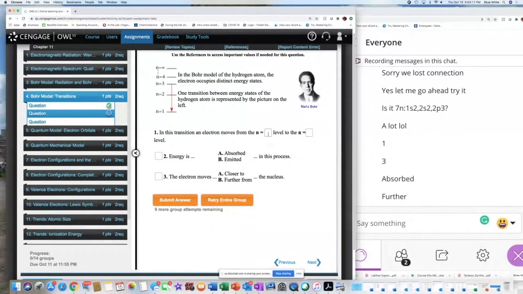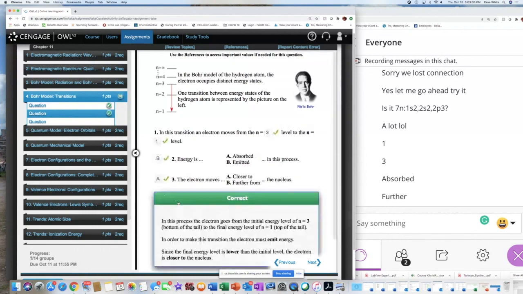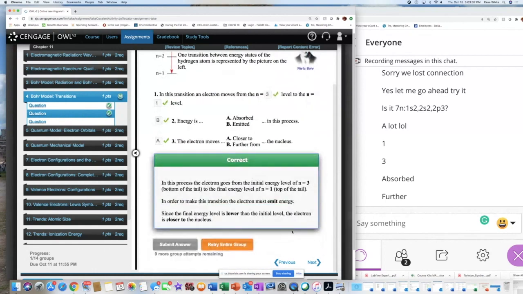I put here 3 going back to 1. The energy this time is being emitted, right? Because it's being given off. What is this symbol? Shift B. And then the electron moves closer to the nucleus, so it's going to be A. Let me see what happens. Submit answer. Yay!